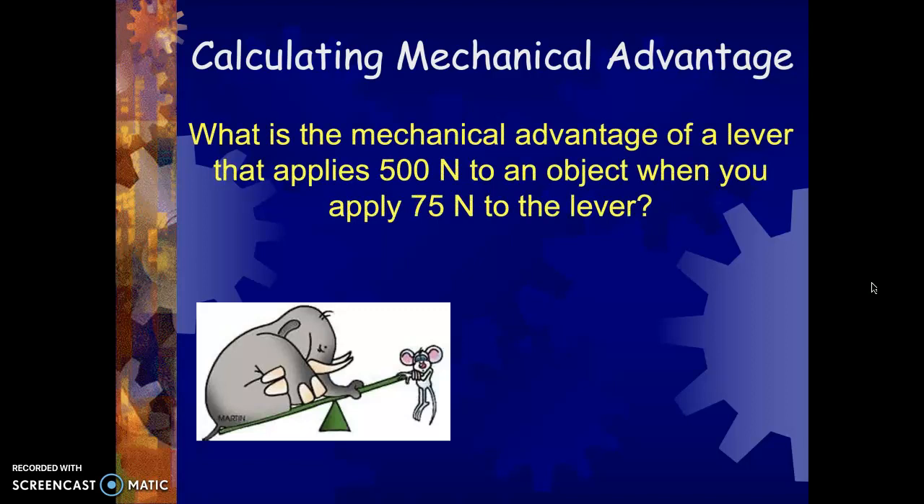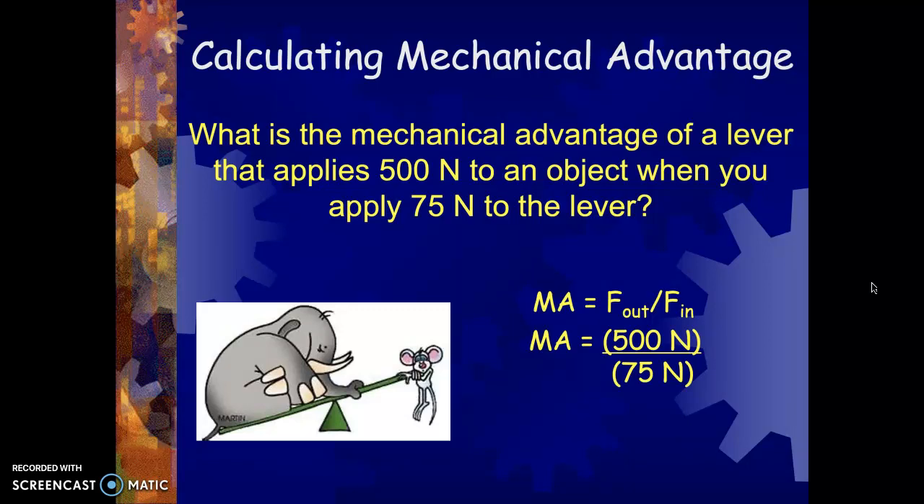Now, let's just do some examples of how we can calculate mechanical advantage. In this case, we're using a lever, and that lever can apply 500 newtons of force whenever 75 newtons is applied to the other end. So we are simply going to compare the force out to the force in. We're going to get 500 newtons of force out if we apply 75 newtons. So we do the simple division problem, 500 divided by 75. You get 6.66 repeating. We'll round that to 6.7.